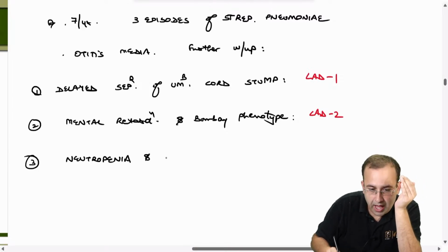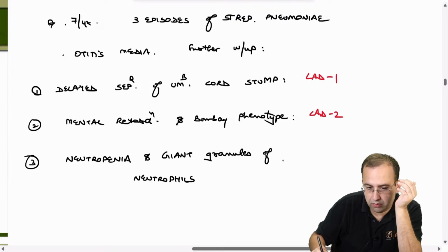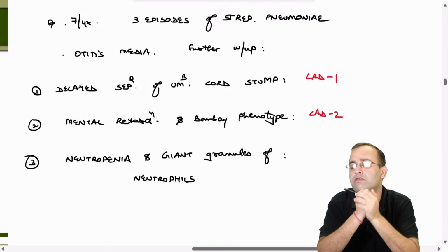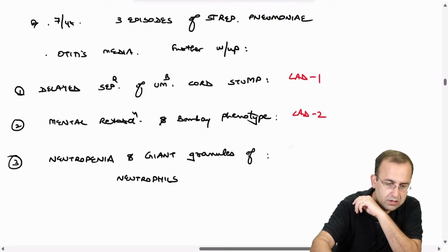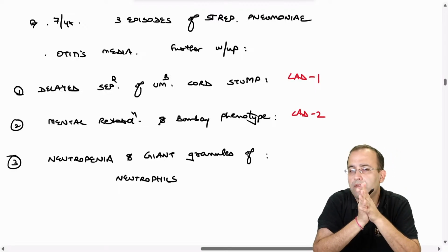Neutropenia and giant granules in neutrophils. Neutrophils are reduced in number along with the presence of giant granules in neutrophils. Diagnosis? I want you to tell me this. I'll give you 10 seconds to tell me this.